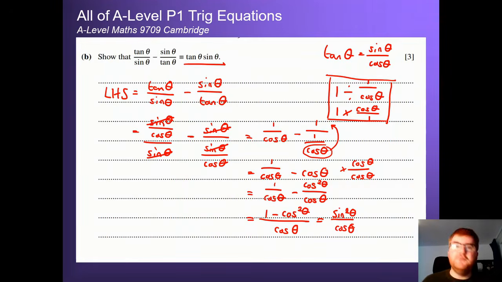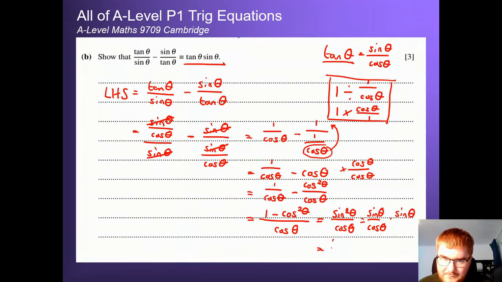And now I'll do a nice little trick here. I'm going to separate out the sine squared theta. So again, we can think of this as sine theta over cos theta times sine theta. All I've done is separated out the sine squared theta to sine theta times sine theta. And the reason I've done that is sine theta over cos theta is equal to tan theta, and sine theta just stays where it is, and we get exactly what we want.